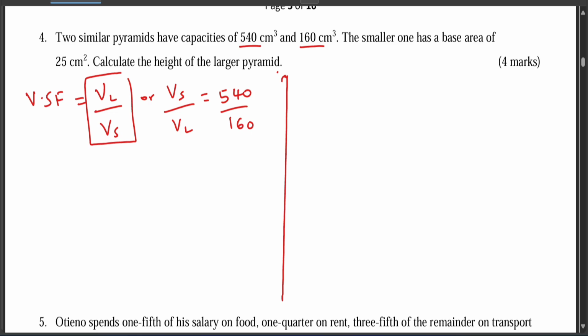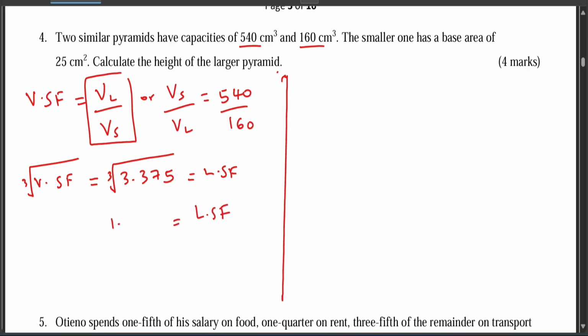3.375. So that is your volume scale factor, 3.375. But now, if you cube root volume scale factor, it gives you linear scale factor. Now, so let's cube root 3.375. So your linear scale factor is 1.5.